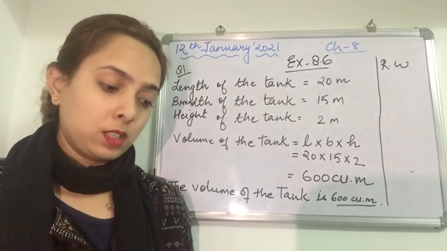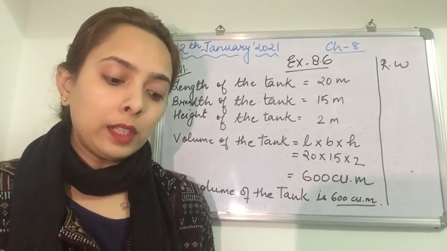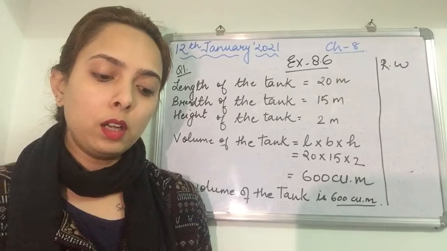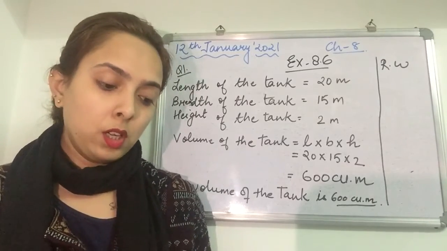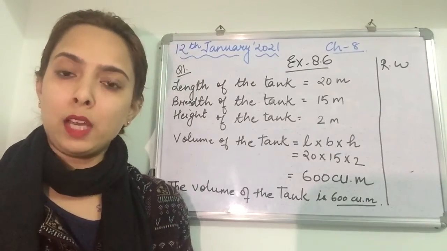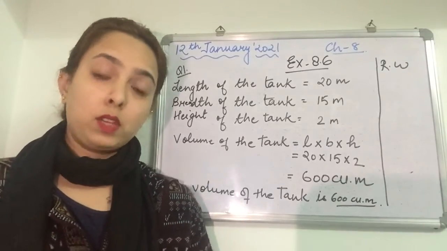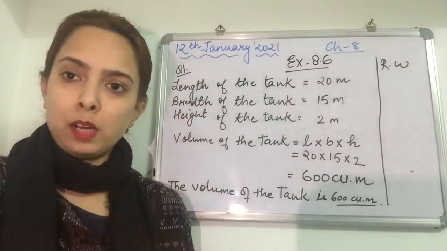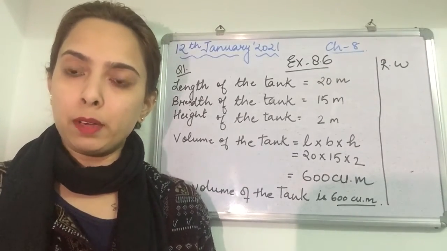Question number 6 is, find the volume of earth dug out from a cubical pit whose edge is 2.4 meter. It means we are digging the earth to make a vacant cube.